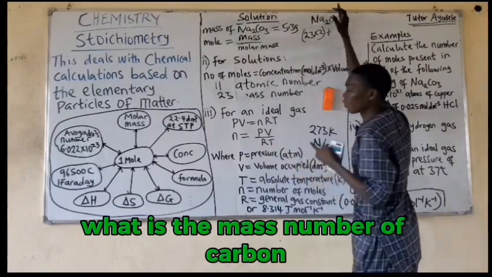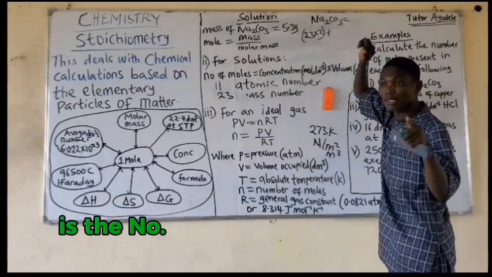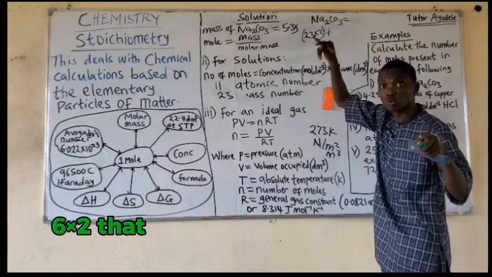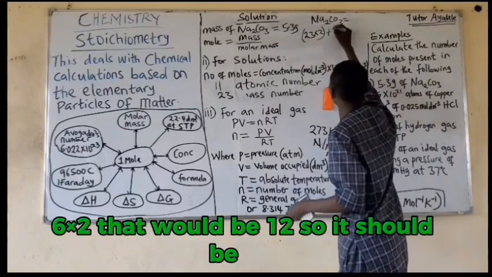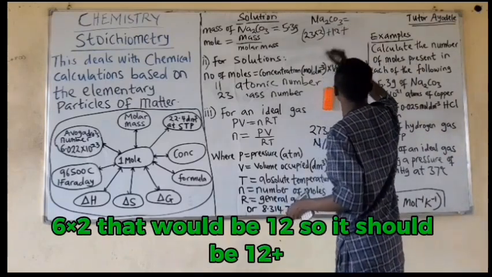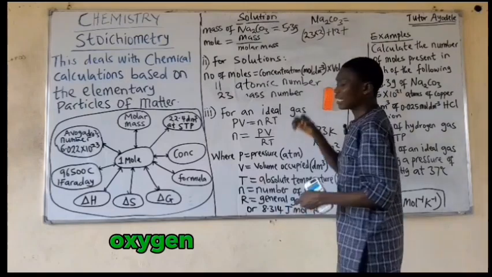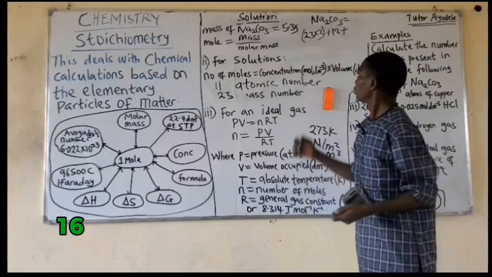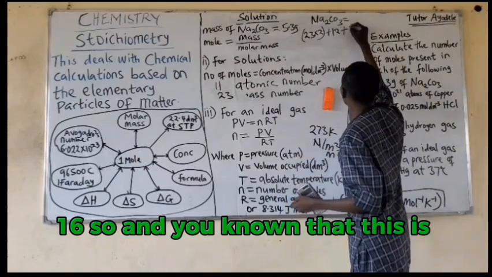What is the mass number of carbon? Carbon is the number 6. So the mass number will be 6 times 2. That will be 12. So it will be 12 plus oxygen. Oxygen is the number 8. The mass number will be 8 times 2. That is 16.